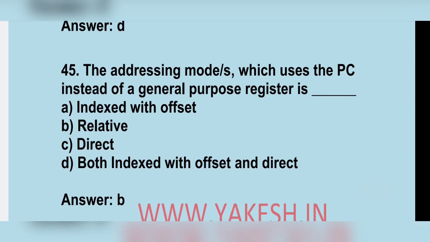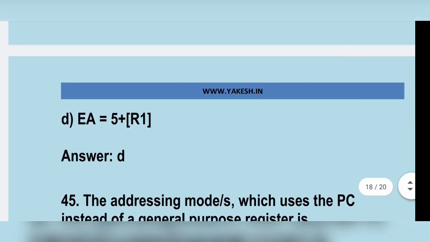The addressing mode which uses the PC instead of a general purpose register is option B, relative. Option B is the correct answer.